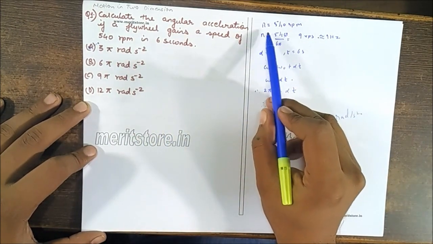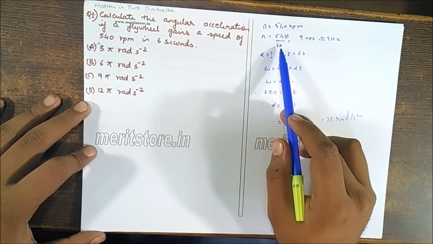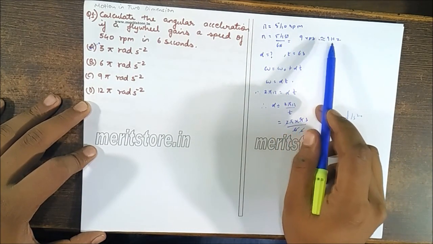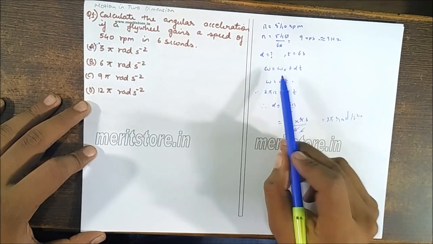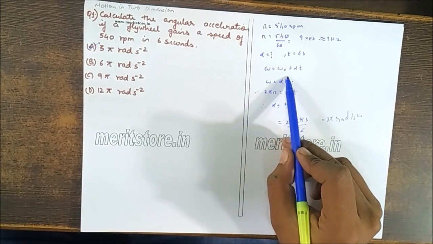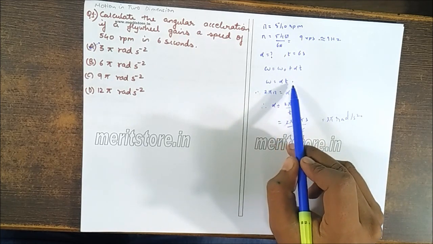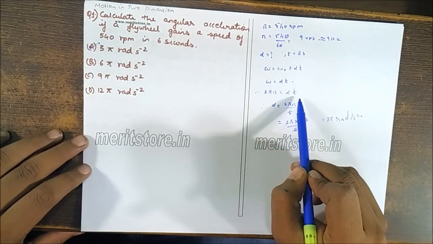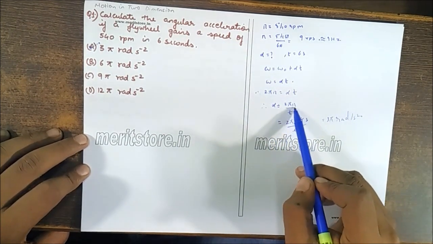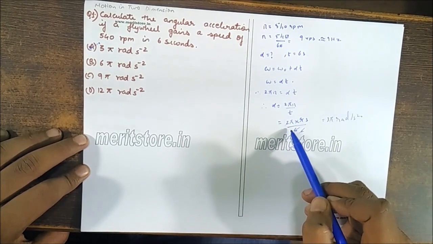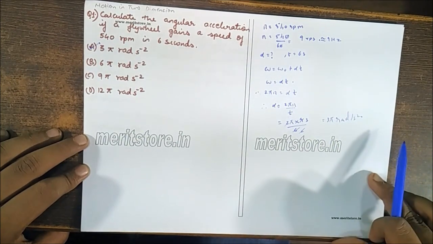Now, basically we have n as 540 rpm, so we convert it into rps or hertz, so we get 540 upon 60, 9 rps, 9 hertz. Now alpha has been demanded and t has been given as 6 seconds. We use the kinematical equation omega is equal to omega naught plus alpha t. Keeping the initial velocity as 0, omega is equal to alpha t, so 2 pi n is equal to alpha t, because omega stands for 2 pi n. We require alpha, so alpha is equal to 2 pi n upon t, that is equal to 2 pi into 9 by 6, which gives me 3 pi radians per second square.